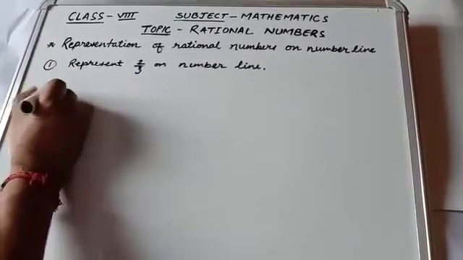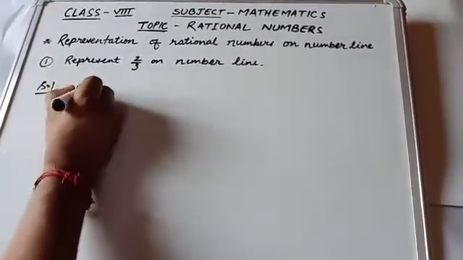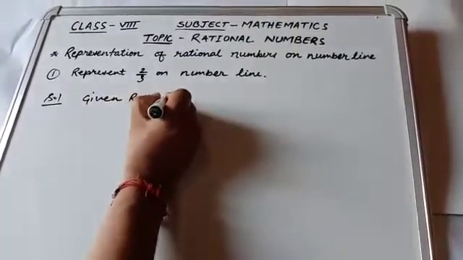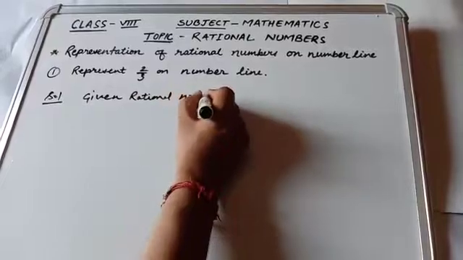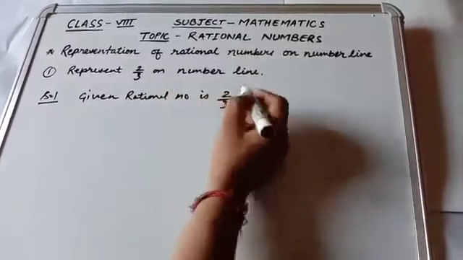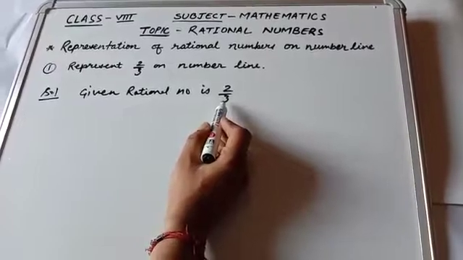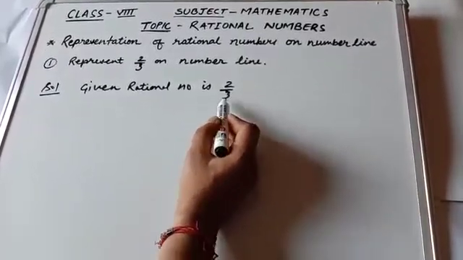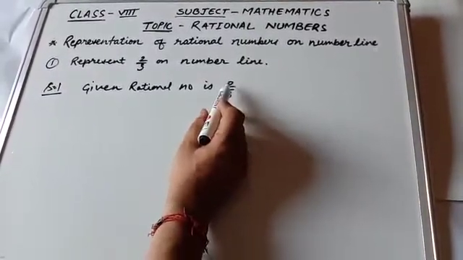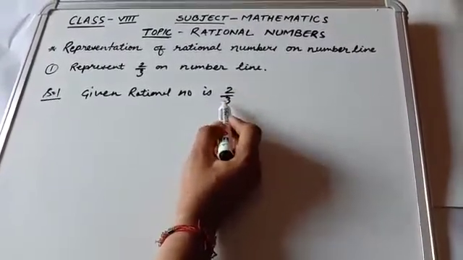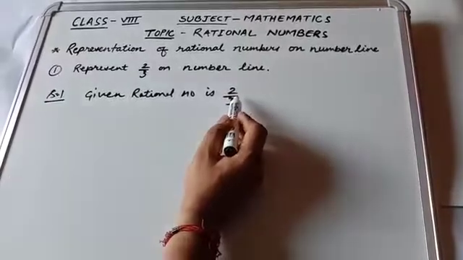So given rational number is 2 by 3. Look at this rational number. This rational number is a proper fraction. In this rational number, the value of denominator is more than the value of numerator. So first of all, we will learn how to represent proper fraction rational number on number line.